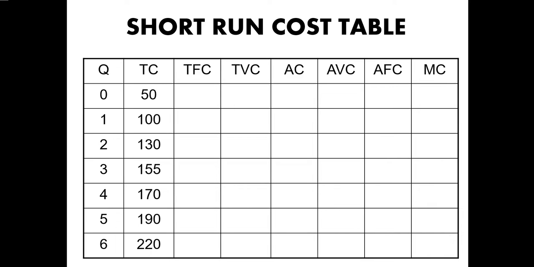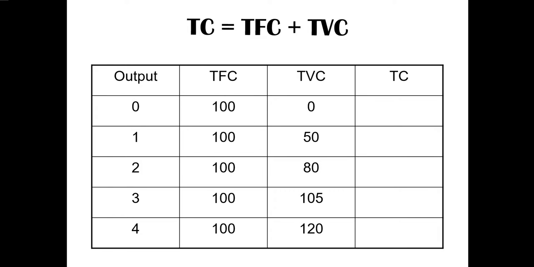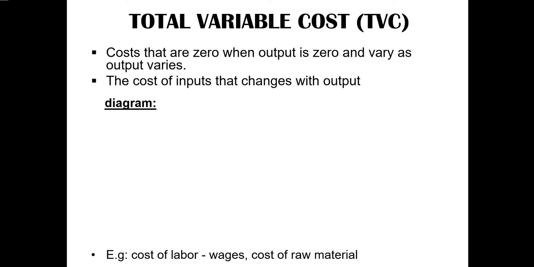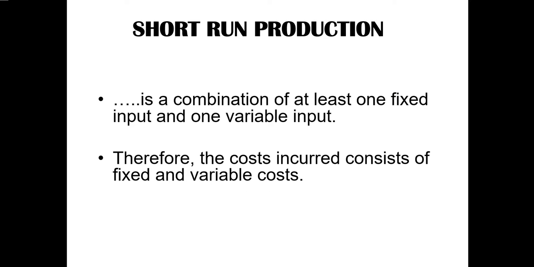Dia tak akan jadi fixed cost long run, sebab long run dia punya measurement bukan by calculation. Sebab long run tu both costs are variable cost, that's why it's not feasible to be calculated lah. So kalau yang table-table banyak-banyak macam tu, dia lebih kepada short run punya table. Okay, alright. Short run is a combination of at least one fixed input and one variable input. Therefore, the cost incurred consists of the fixed cost and variable cost.